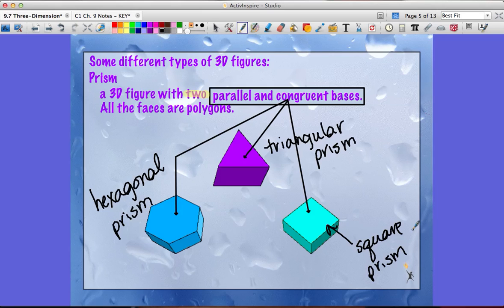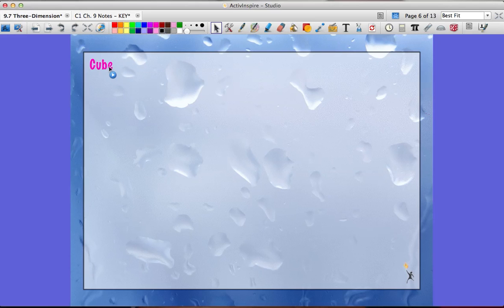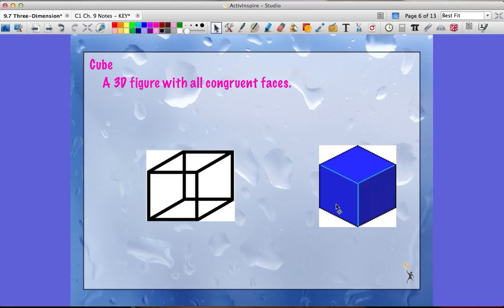Now, the reason that this shape right here is not a cube is because these faces on the sides are not congruent to the top and bottom bases. A cube is a figure that has all congruent faces. So just like a square has all congruent sides, a cube has to have all congruent faces. And we know that cubes typically look like this. The most common thing that we think of when we talk about cubes are number cubes or dice. Again, all of these faces are the same size, they're congruent, and that's what makes it a cube.